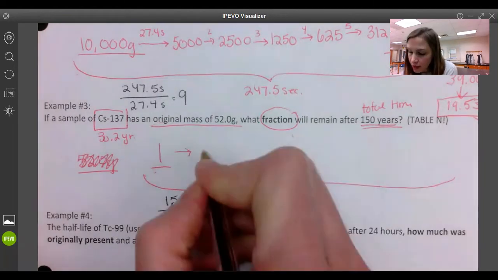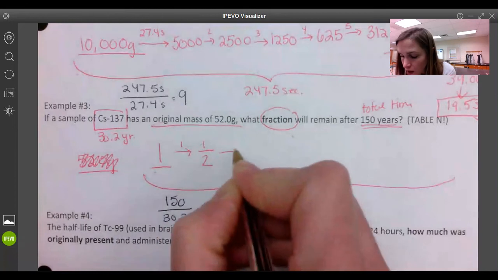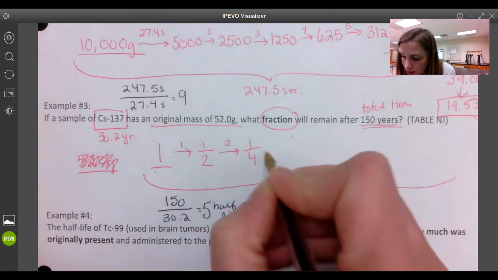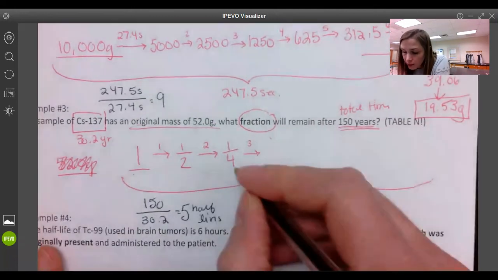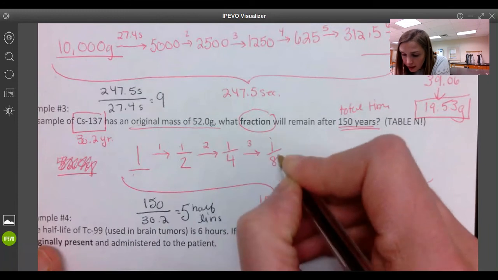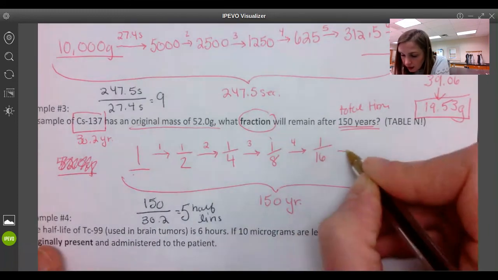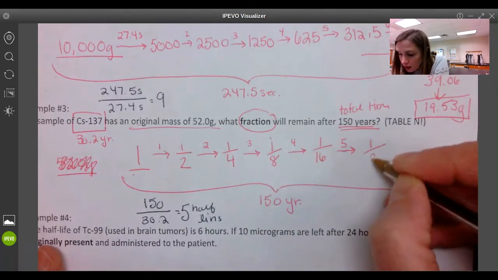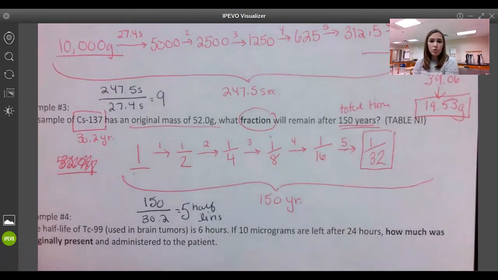So 1, when I cut that in half the first time, is going to be 1/2 that remains. When I go through a second half-life and cut that in half, I'm going to have 1/4. When I cut that in half a third time, a third half-life, be careful here, 1/4 would go into 1/8. My fourth half-life is 1/16, if I cut that 1/8 in half. And then my final fifth half-life, if I cut that 1/16 in half, I'll get 1/32. So this is my fraction that's going to remain.